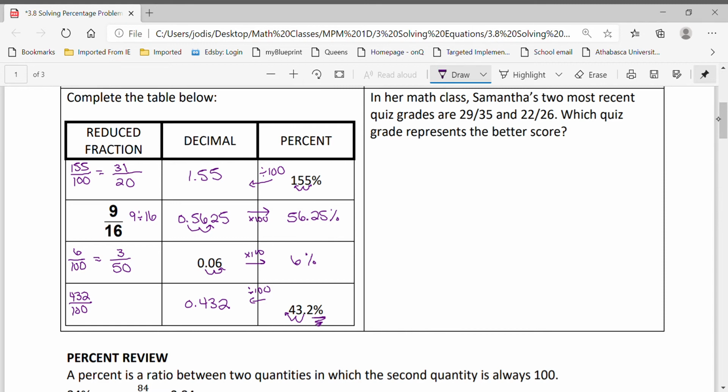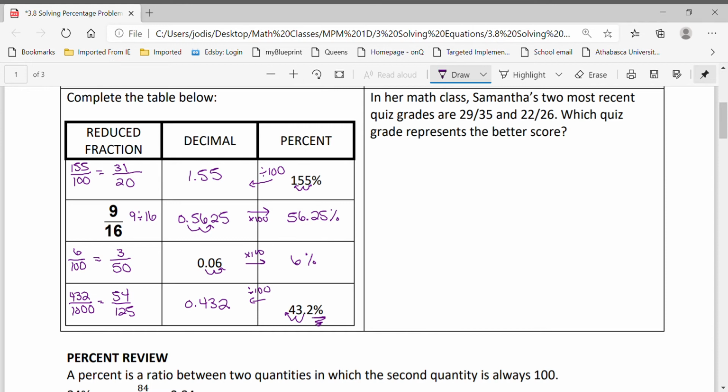This last one here is only 43.2%, right? So this one, we have to put it over 1,000, because if we put it over 100, then that would mean that it's like 432%. So I was actually right on this one. Just a little slow this morning.